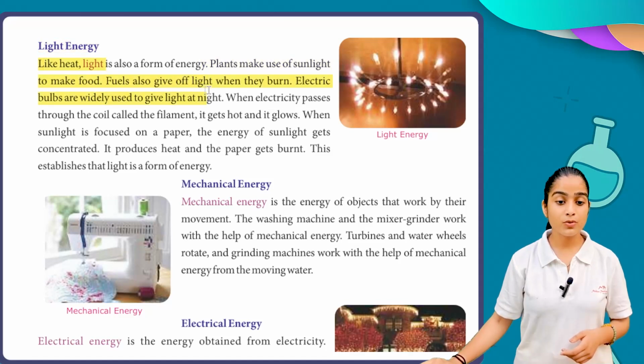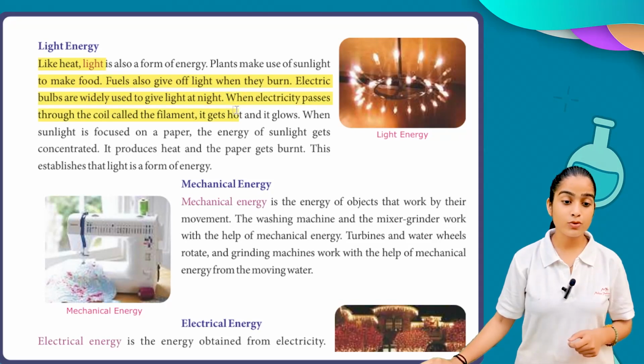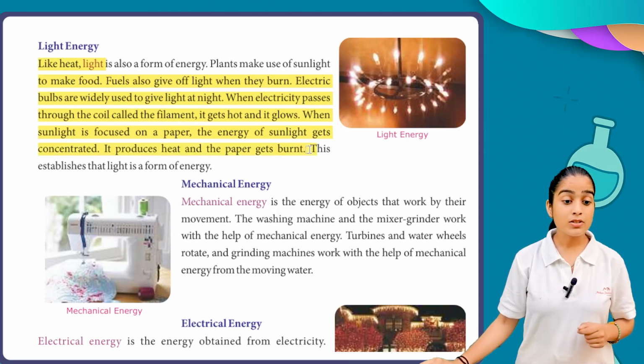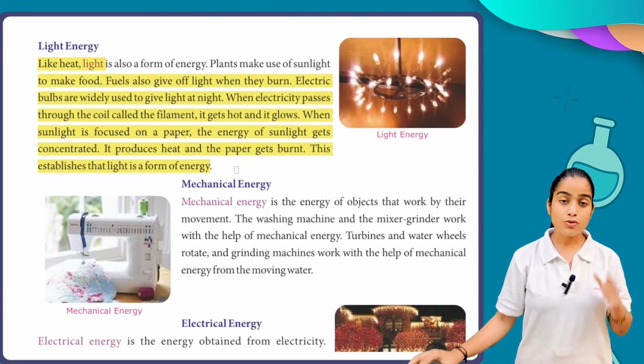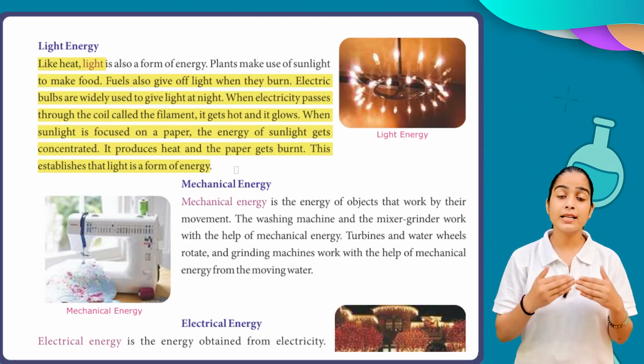Plants make use of sunlight to make food. Fuels also give off light when they burn. Electric bulbs are widely used to give light at night. When electricity passes through the coil called the filament, it gets hot and it glows. When sunlight is focused on a paper, the energy of sunlight gets concentrated, it produces heat and the paper gets burnt. This established that light is a form of energy. So after heat we have light, and we use light as an energy also.